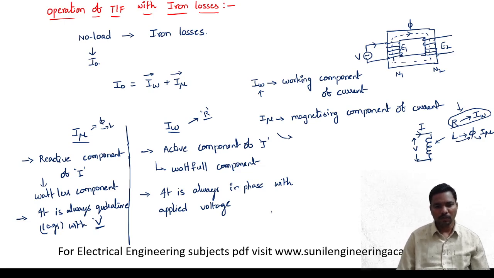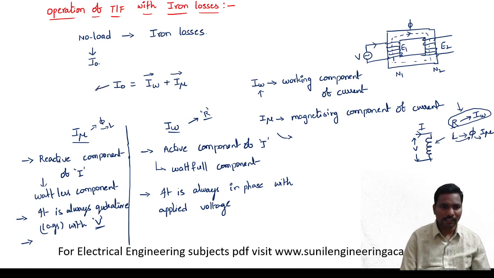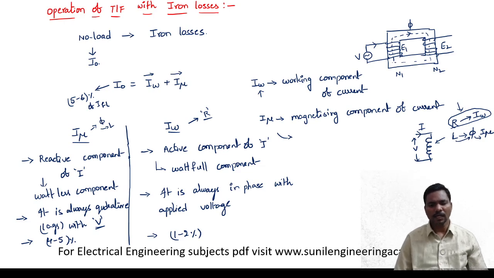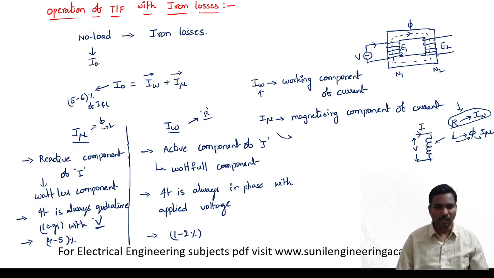Okay, with respect to voltage. And here this I mu is just for example, total I naught is considered as 5 to 6% of full load current. In this case I mu is more, nearly 4 to 5%. The remaining 1 to 2% is to meet the losses. So that is IW. So it is very less, and I mu is very more.